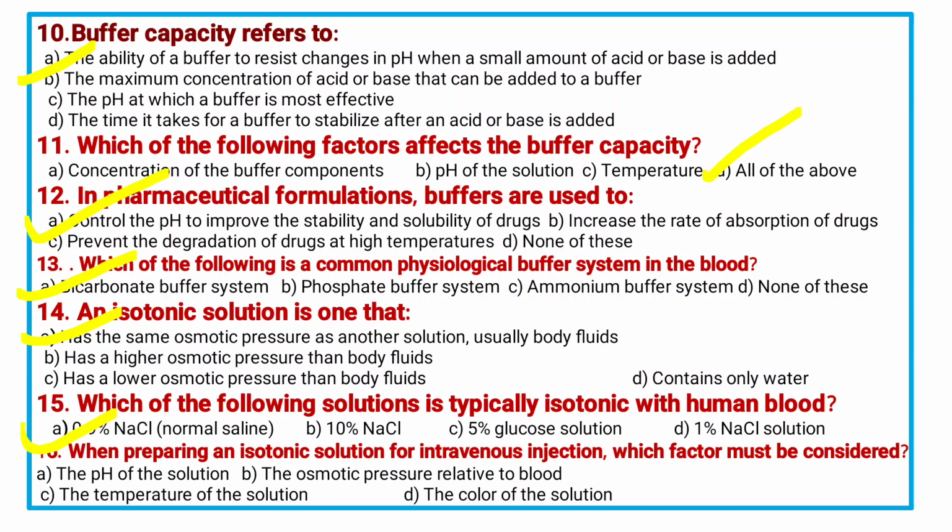Next, when preparing an isotonic solution for an IV injection, which factor must be considered? A. The pH of solution. B. Osmotic pressure relative to blood. C. The temperature of the solution. And D. Color of the solution. The osmotic pressure relative to blood has to be considered.